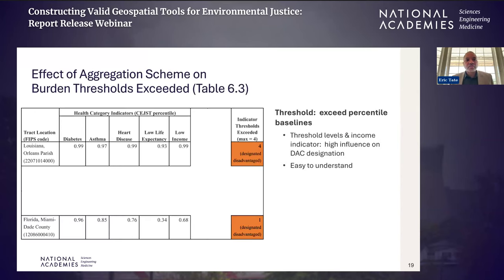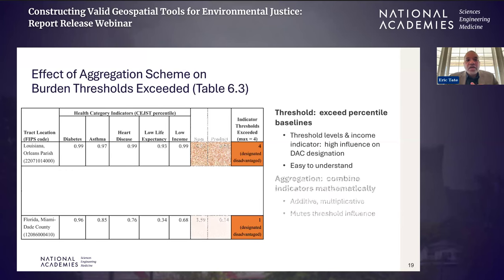Next slide, please. So here's an example of the effect of different aggregation approaches on the designation of places. Here we have two census tracts in Louisiana and Florida. Each of these tracts exceeds the 90th percentile for at least one of the indicators in the health burden category, and exceeds the 65th percentile for the low income threshold. Both of these tracts are designated as disadvantaged, and using a scheme like this, it's fairly easy to understand. However, note that the Louisiana tract exceeds thresholds in four different health indicators, but the Florida tract exceeds in only one, but both get the same designation as disadvantaged.